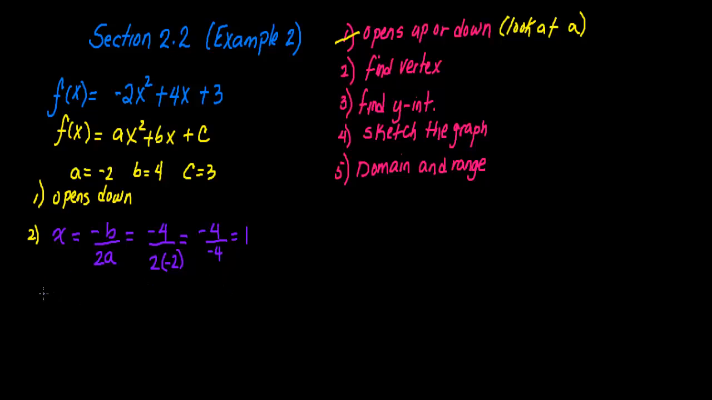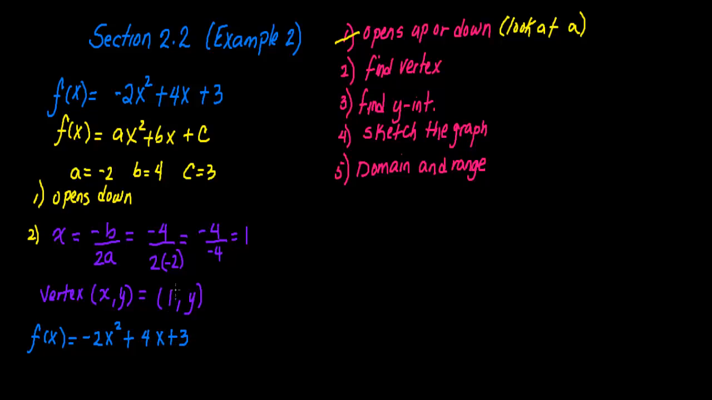Now remember, our vertex has an x-coordinate and a y-coordinate. When we talk about the vertex, we're talking about the location of it in the coordinate plane. So far, we have found that the x-coordinate is 1. Now we have to find the y-coordinate. How do we find the y-coordinate? You take the original function, f of x equals -2x squared plus 4x plus 3.